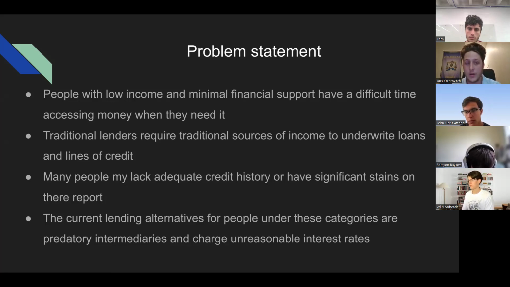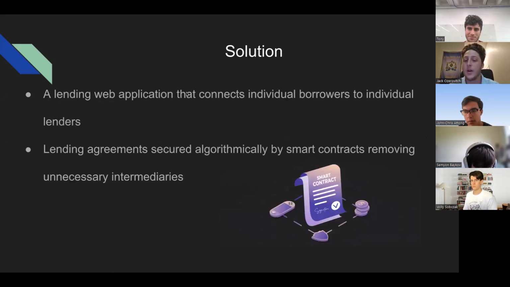So our solution. We are a web application that connects individual borrowers to individual lenders, and we assign a lending agreement that is a secure, automatically drafted smart contract, removing all unnecessary intermediaries. That means we take out all the middlemen. It's just person A to person B, and it has a contract that's legally binding, which allows us to give the best interest rates, the best support, and help our low income people.